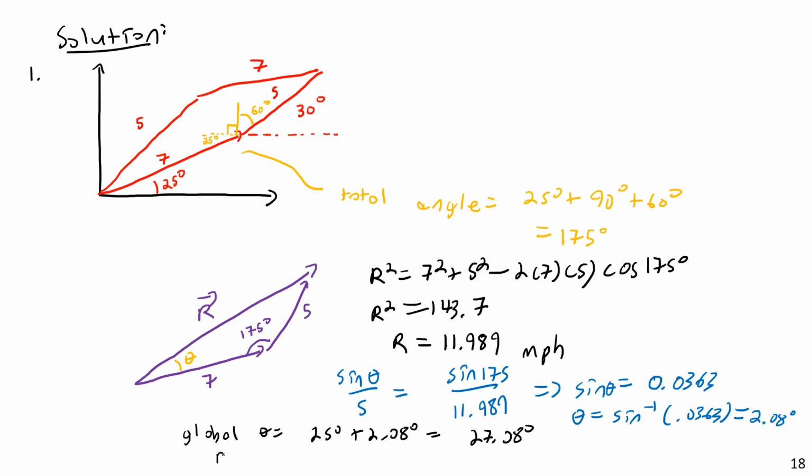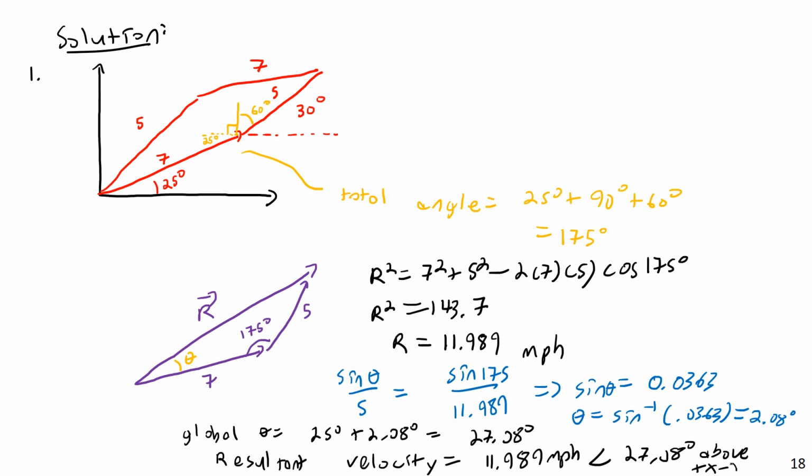So that means the resultant force, or I shouldn't say force, the resultant velocity from throwing the ball while walking for the original problem is going to be 11.989 miles per hour at an angle of 27.08 degrees above the positive x-axis. Or I could also report that as a global or absolute angle.